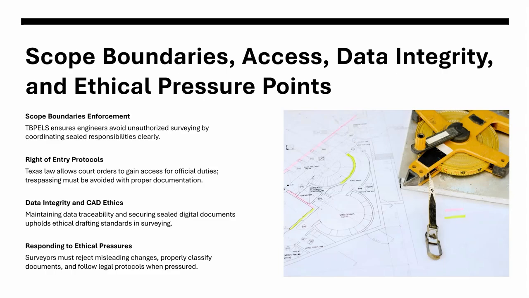So on right of entry and access, when you get to things like locked gates. When access is denied, Texas law allows an RPLS to seek a court order to cross land to perform their official duties. The statute lays out venue and standards for the order. Do not trespass. Escalate properly and document your efforts. Your field notes should reflect access limitations in any court authorization obtained.